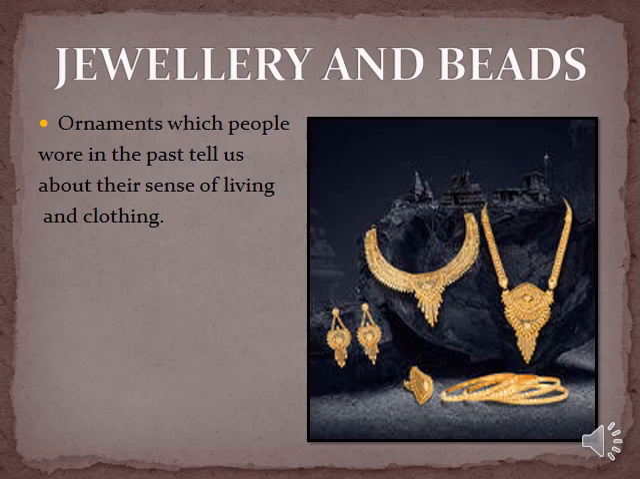Jewelry and beads. Dear, jewelry and beads are ornaments. Ornaments means gehne. Your mother also used to wear some necklaces or big earrings and bangles. They are called ornaments. Ornaments which people wore in the past tell us about their sense of living and clothing. Through ornaments, we can come to know which kind of clothes or things they used to wear in the past.